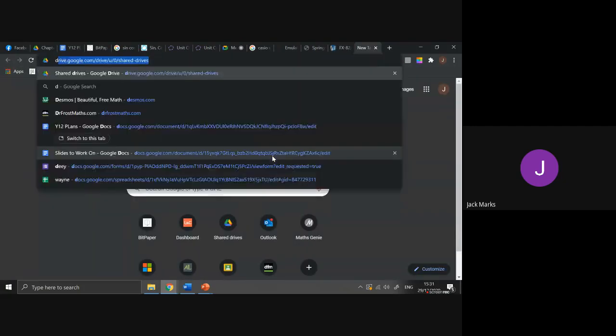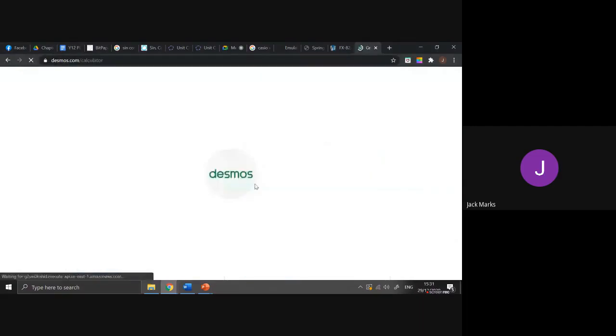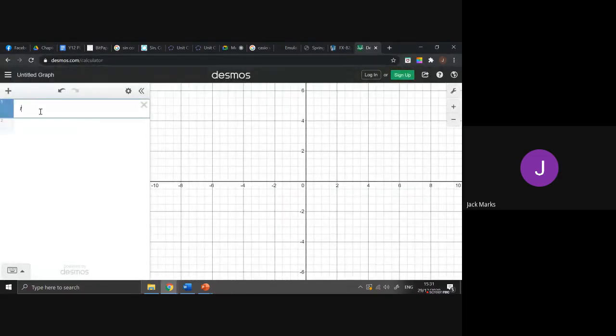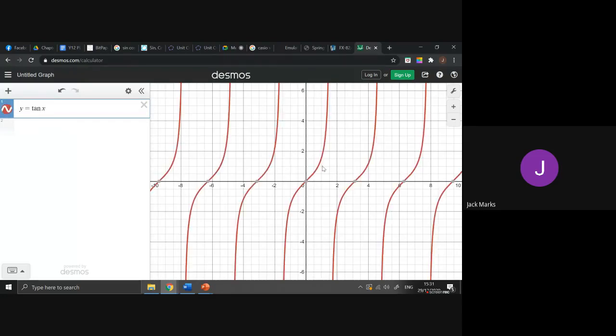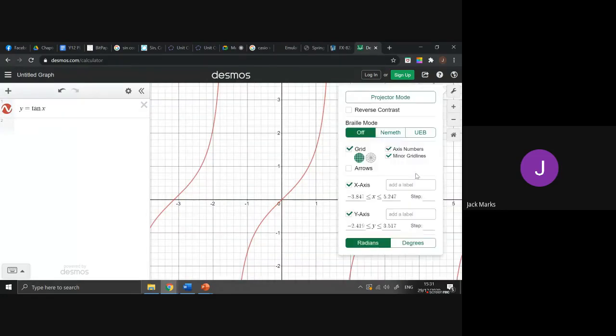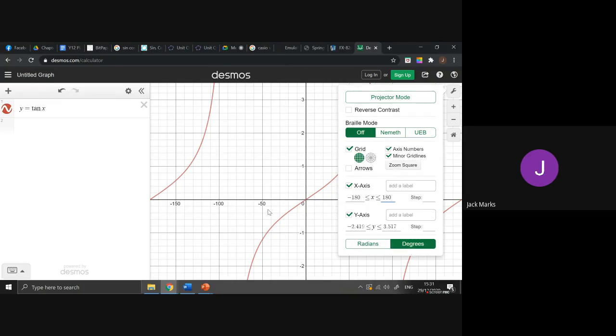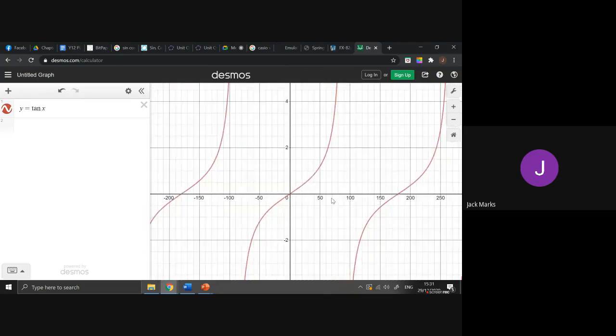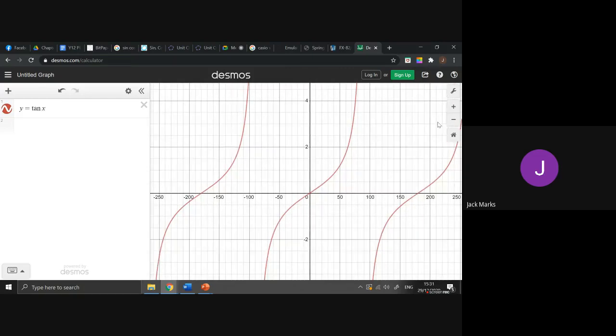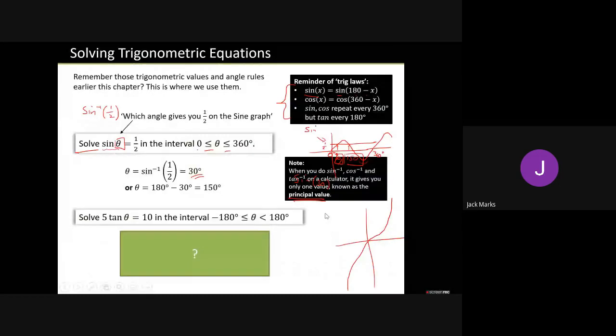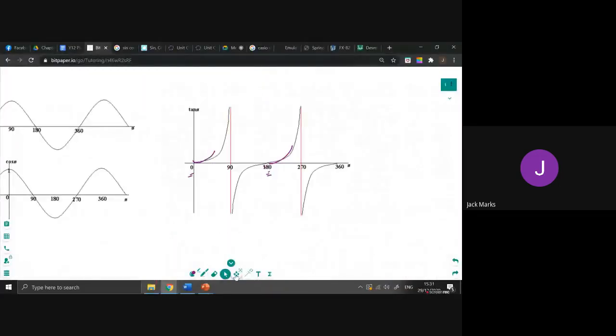In fact, I think I want a better graph before we do this question. So let's just do y equals tan of x, and let's change this to degrees. We'll go from minus 180 to 180. Let's have a look at that there. That's better. I think we'll be ready to answer it once we've got something like this in front of us.